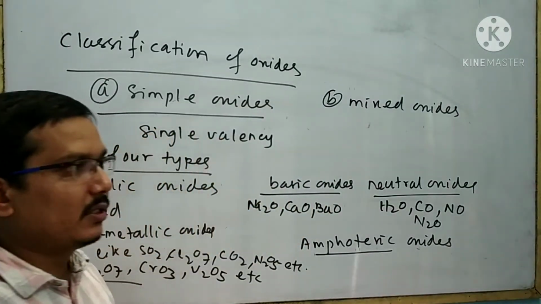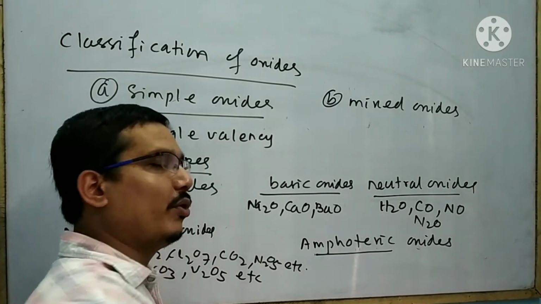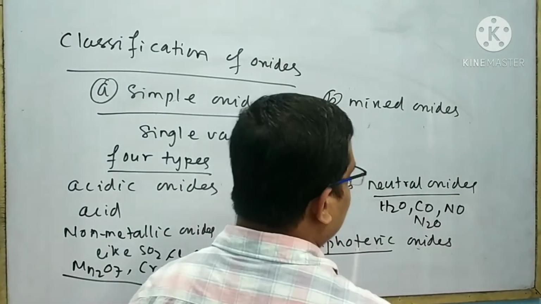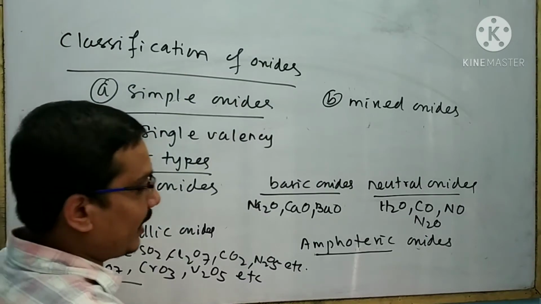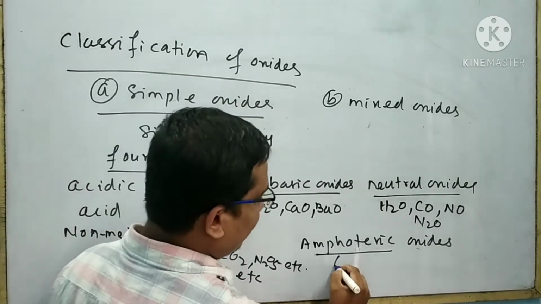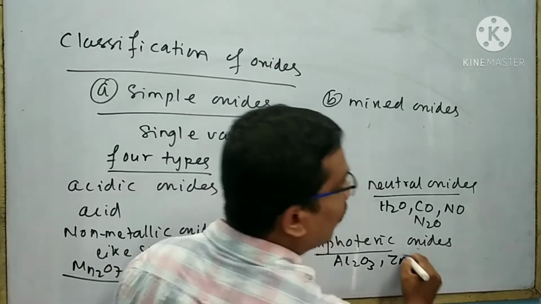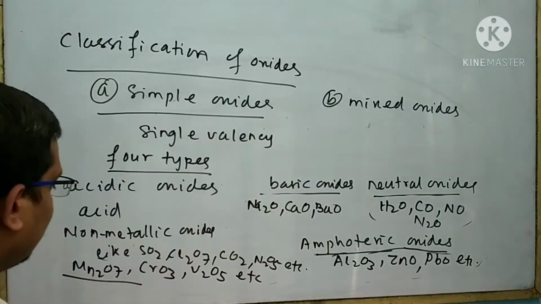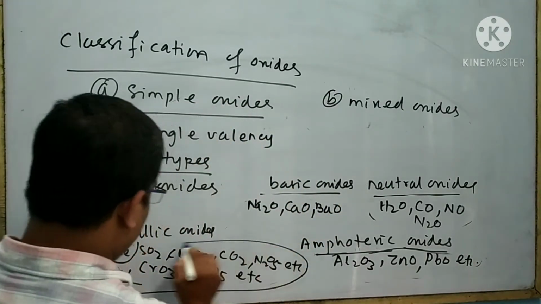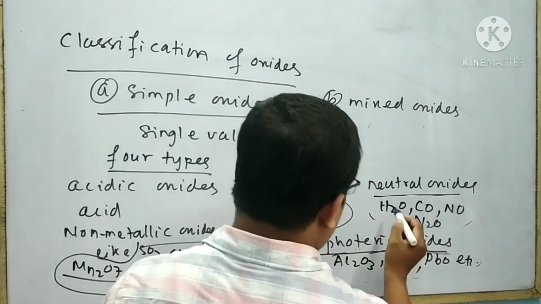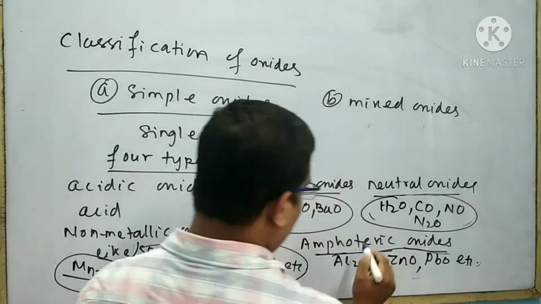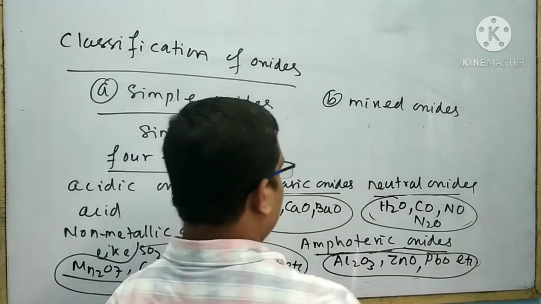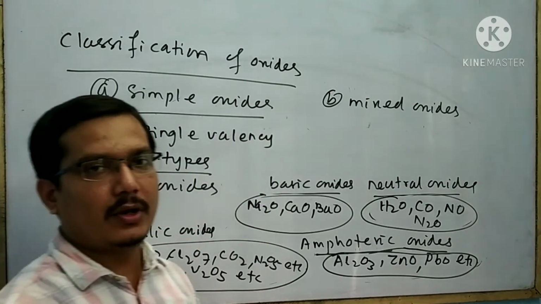Some metal oxides exhibit the characteristics of both acidic as well as basic oxides. They are known as amphoteric oxides. Examples of amphoteric oxides are Al2O3, ZnO, next is PbO, etc. Look at that, in all these oxides, the atom other than oxygen shows a particular valency. So these are considered as simple oxides.